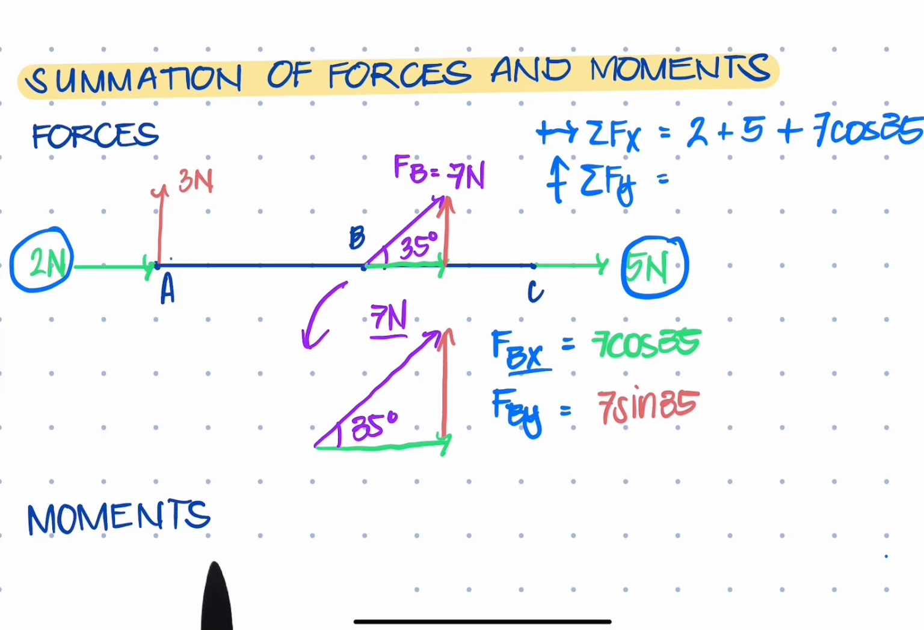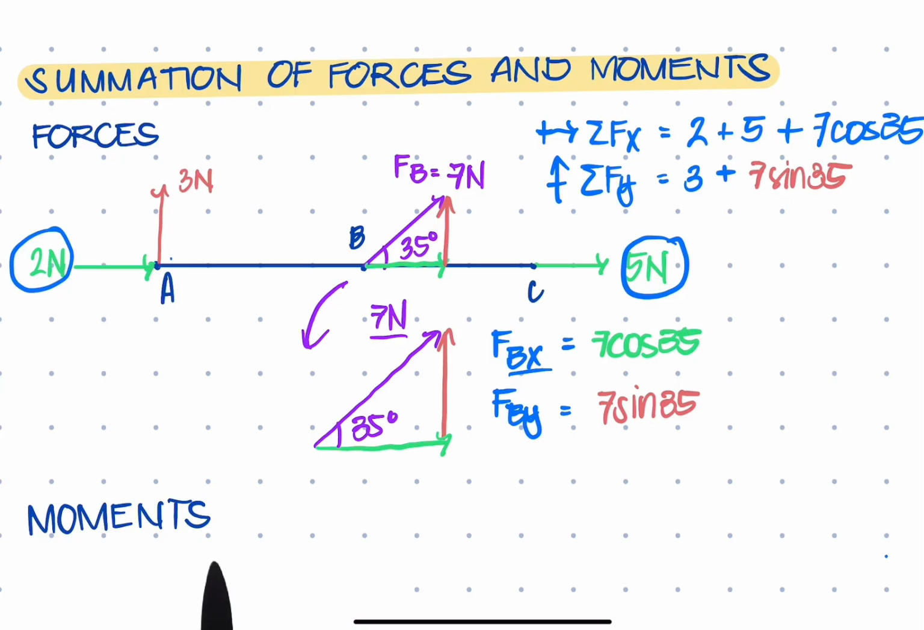So, sulat na natin sila. Meron tayong pataas na 3 newtons, so positive siya. Plus, yung y component nung FB, or force acting at B, which is equal to 7 sine 35. Okay? And just like that, consider na natin lahat ng forces that act along the x and the y-axis of our rigid body ABC.